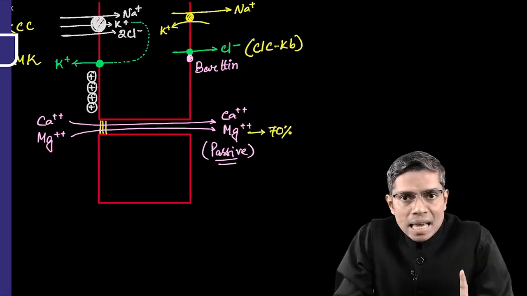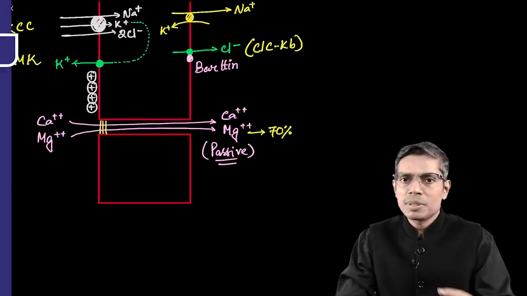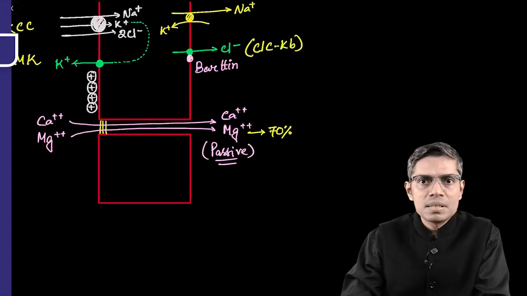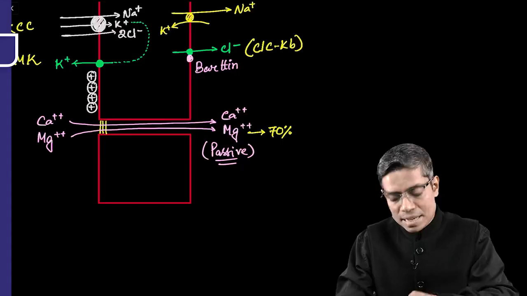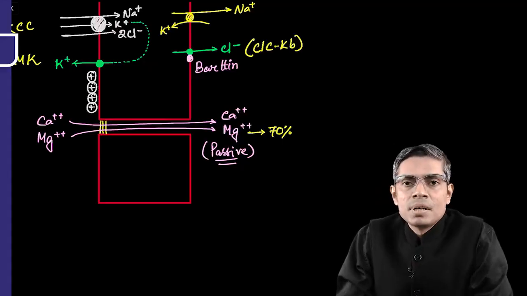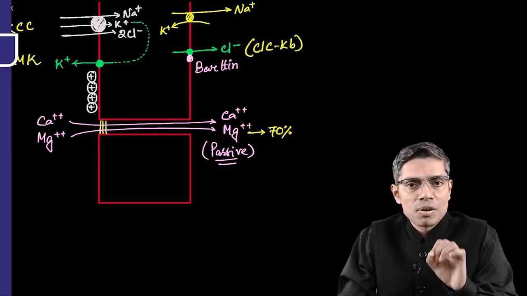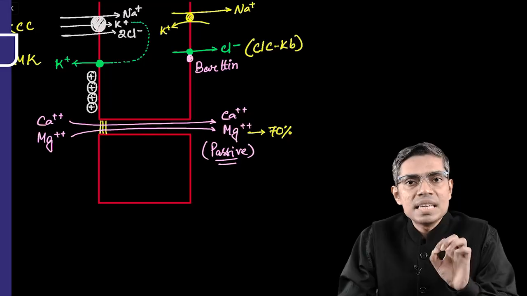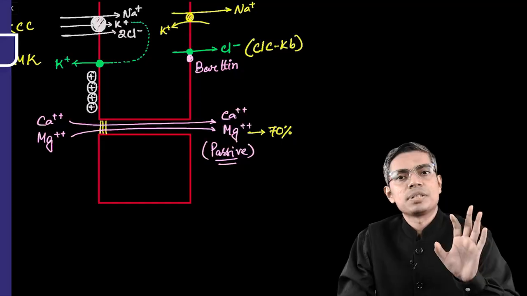If I ask you, calcium reabsorption is maximum in which part of the nephron? PCT. Sodium reabsorption, PCT. Bicarbonate, PCT. Everything, maximum reabsorption occurs at the level of PCT, except magnesium, where maximum reabsorption is occurring in which part of the nephron? TAL. By which process? By passive paracellular reabsorption.